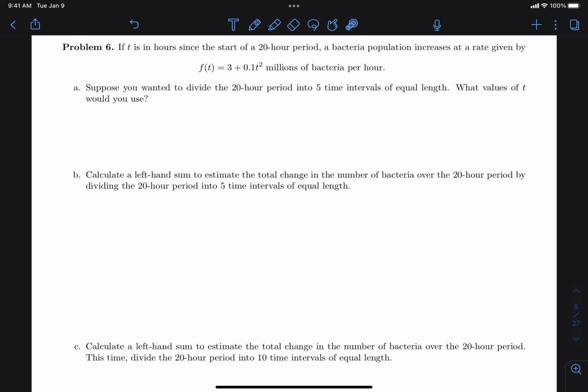That must be negative 0. If it's a left-hand sum, it should be 0. Exactly. It's either 0 or 1. It's never negative.